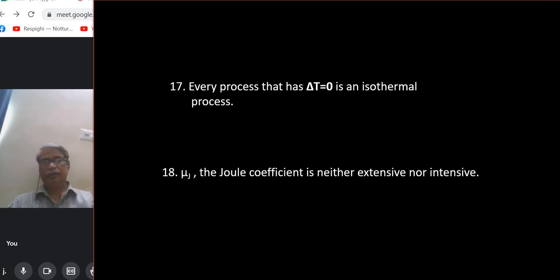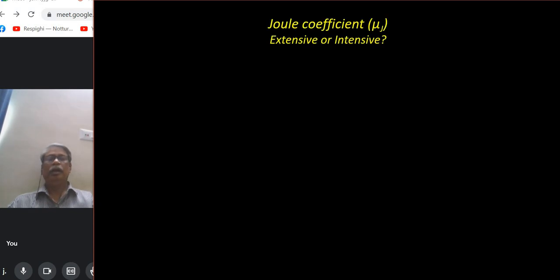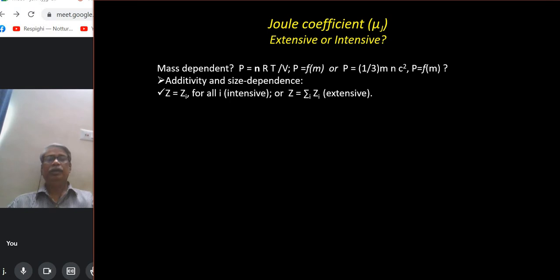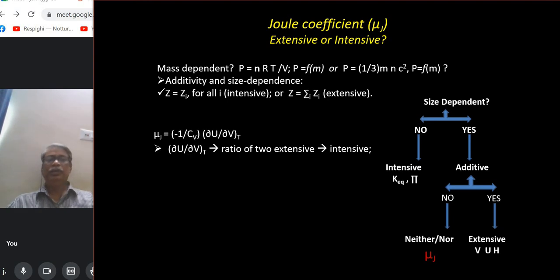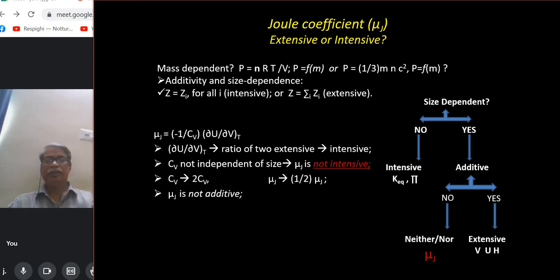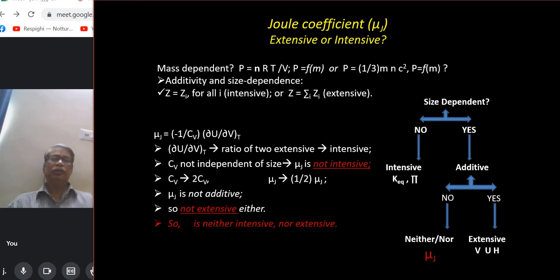So let us see. Actually, for this interesting question, I have prepared a different slide which I will not explain, of course, but if you are interested, you can go through the slide giving proper time of pause. And please, I request you to go through this slide carefully, because it gives you a very peculiar, interesting example, mu_J, which is not extensive or intensive. So how it follows? It is given in a clear tree structure.